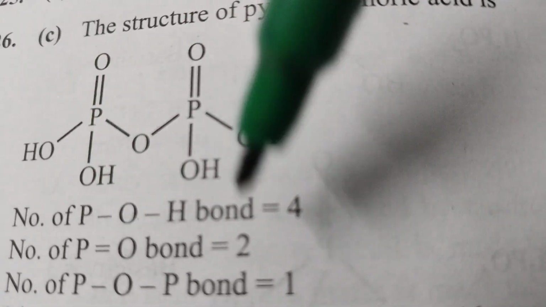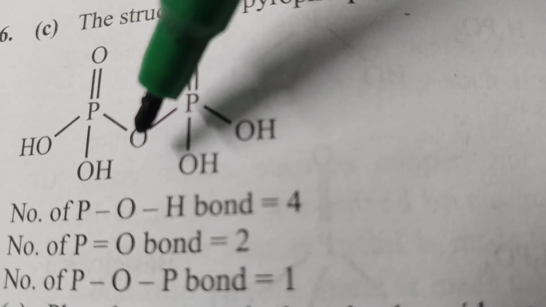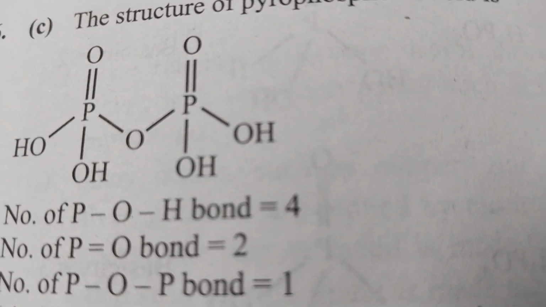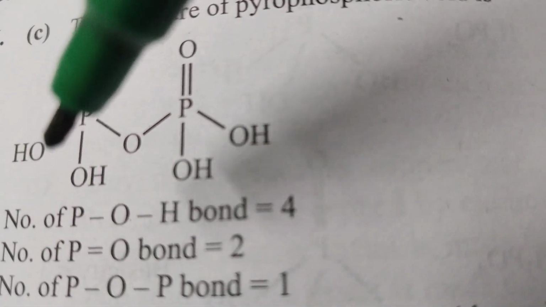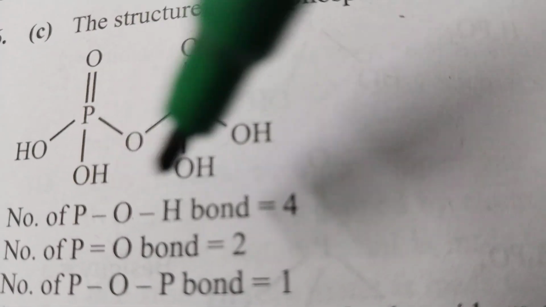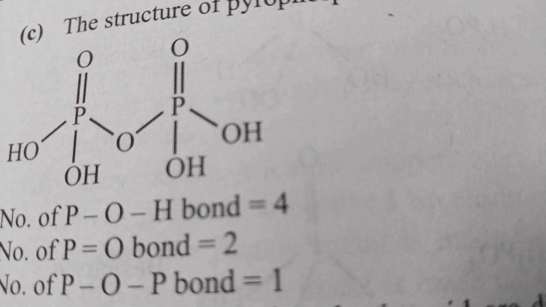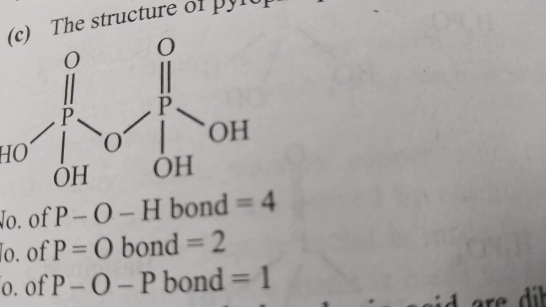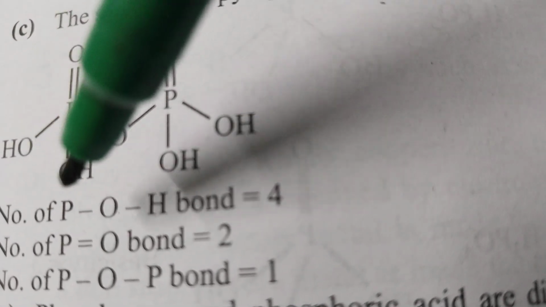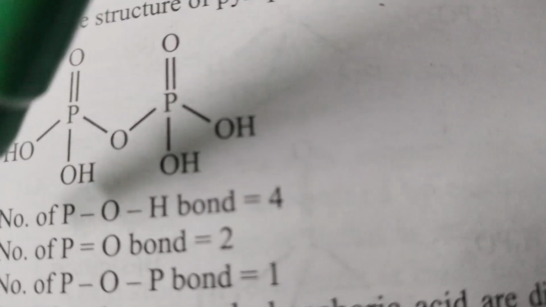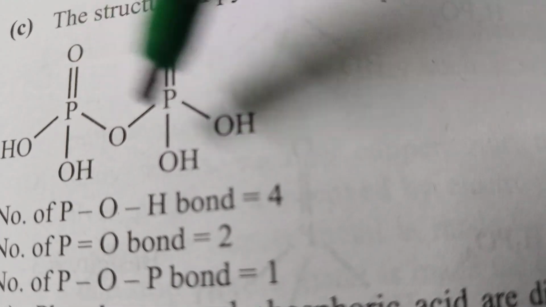At the same time, 2 phosphorus atoms are linking with one oxygen atom. Here there is an oxygen. At the same time, 4 hydrogen atoms are attached to oxygen atoms. 4 hydrogen atoms are making bonds with the oxygen atoms. Again, those oxygens are attached with phosphorus.